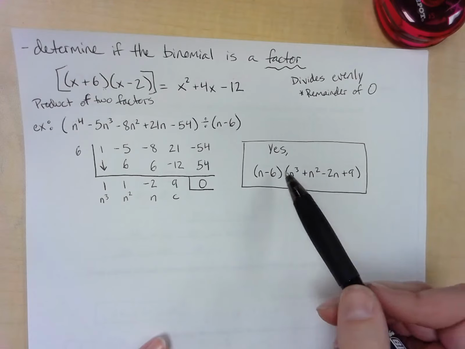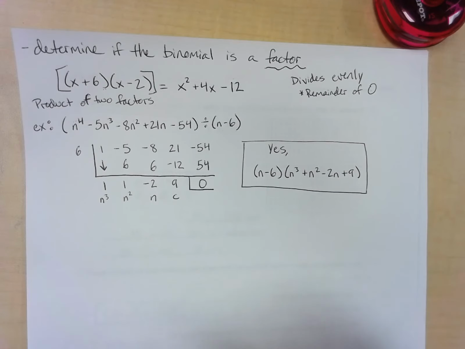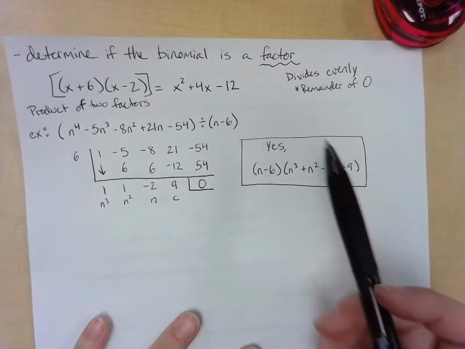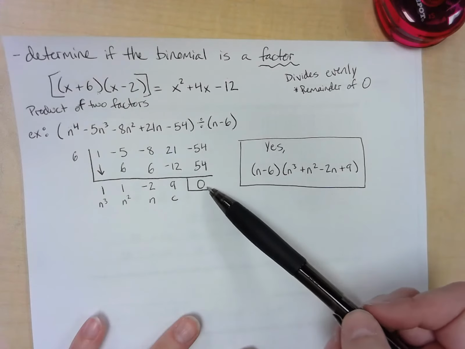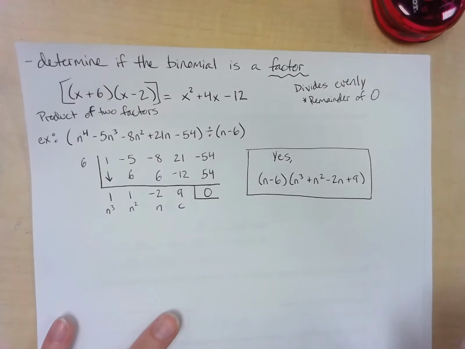If your answer is no, you do not have to write it as a product of two factors. You can just say no. So like I said, you can use the remainder theorem to check first and then do the synthetic division, or you can just do the synthetic division and check. It's really up to you.